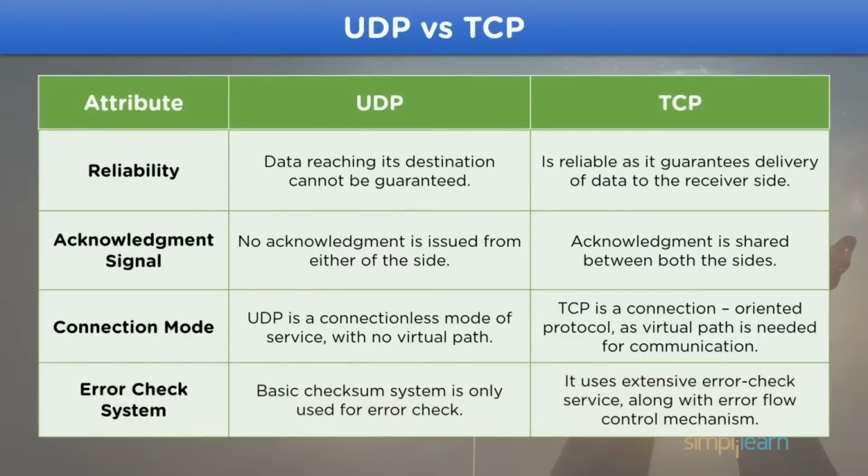The next attribute is the error check system. In the UDP protocol, only a basic check system is used for error checking. Whereas the TCP protocol provides an extensive error check service, along with an error flow control mechanism included in the TCP protocol service.